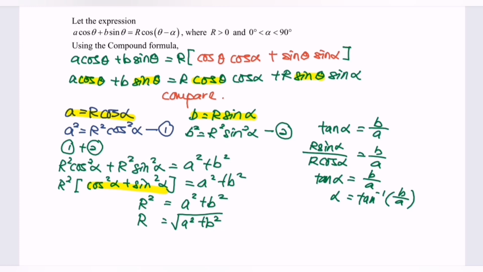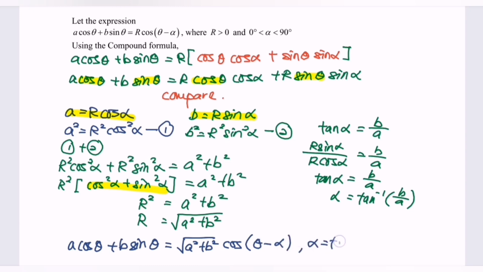So finally, express the situation: A cos theta plus B sin theta is equal to R. In here we have the square root of A squared plus B squared, cos(theta minus alpha). So in here we can say alpha is equal to arctan(B over A). So that is the situation for R expression.